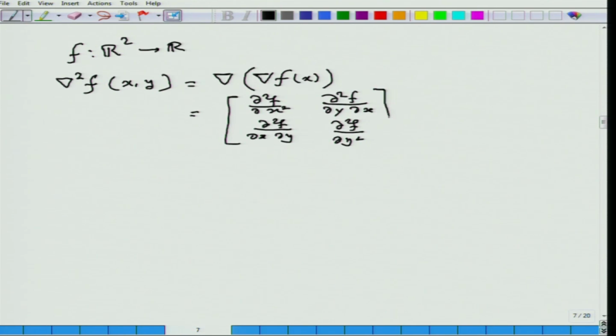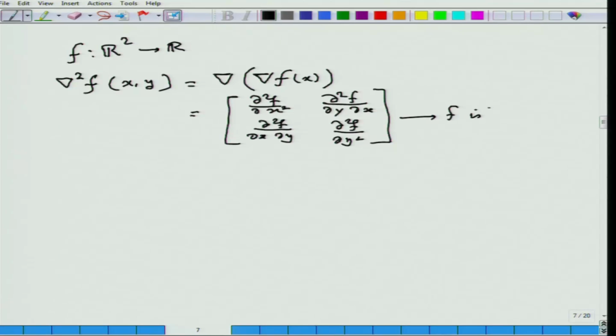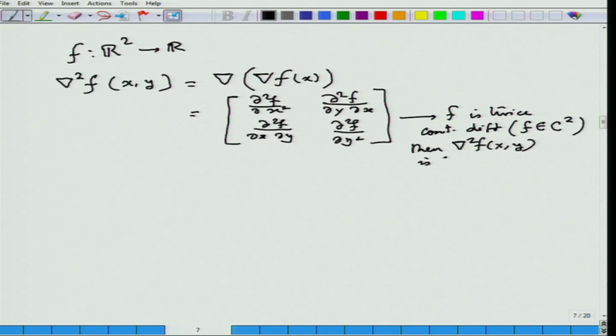If all of these things are continuous, that is, when we say that the function is twice continuously differentiable, we mean that all of the second order mixed partial derivatives are continuous. Then this must be equal to this by Young's theorem, and so this matrix becomes symmetric. So, as a rule, when f is twice continuously differentiable, which we write in short as f an element of C 2, then grad square f of (x, y) is symmetric, and hence we can talk about positive semidefiniteness.